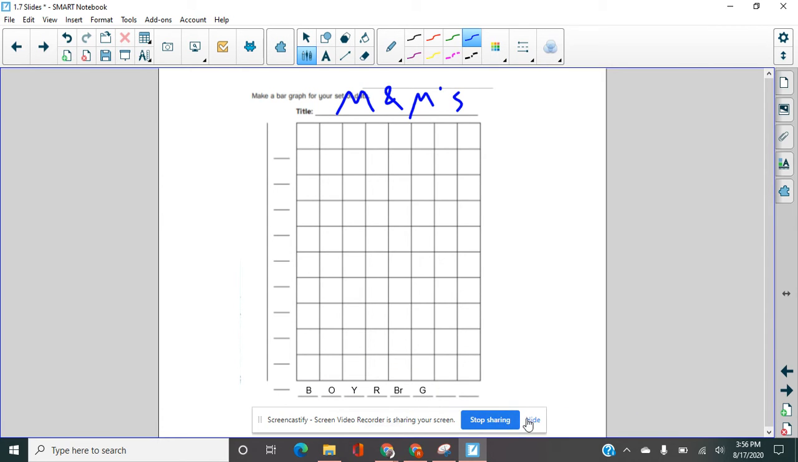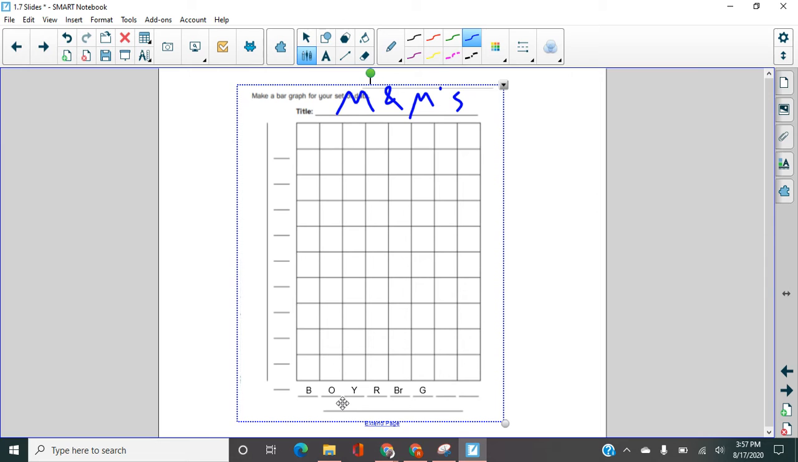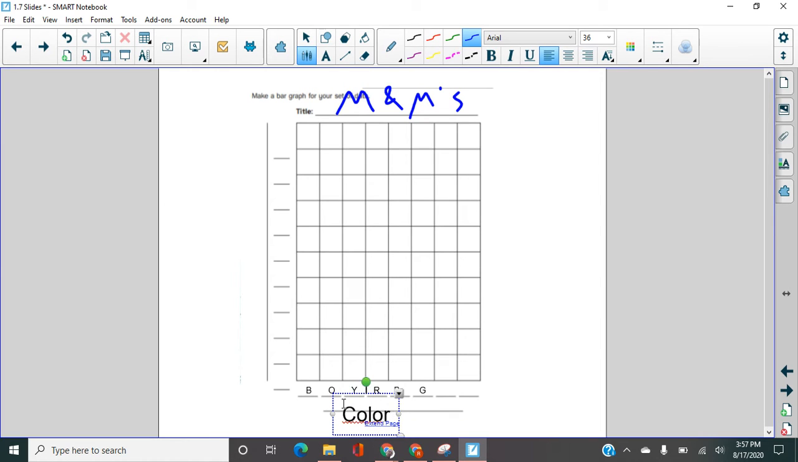I got to get rid of this here because there's something we need to write here. So this is a spot for a label, and this is where your graphs are going to be more complex as third graders. You need to label what you have down here. So what are all of these? Blue, orange, yellow, green, red, brown, so on. These are all colors. So right here, I'm going to write colors. That's what those are. You always have to label things.